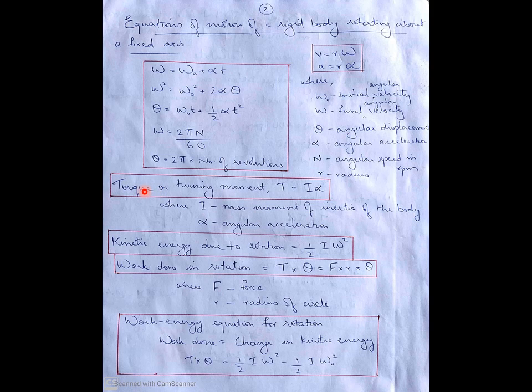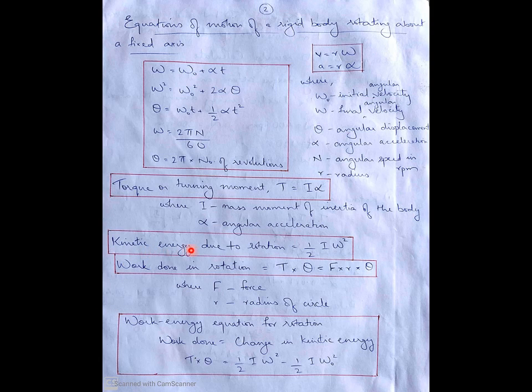The term is torque. The term is torque or turning moment. Torque is normally represented by capital T. It is given by the equation I into alpha, where I is the mass moment of inertia of the body, alpha is the angular acceleration. So remember this equation also. Torque T equal to I into alpha.